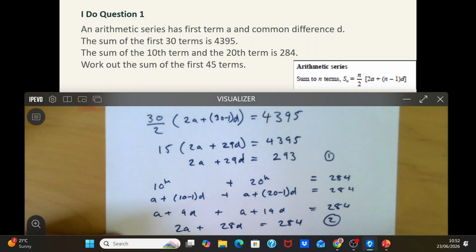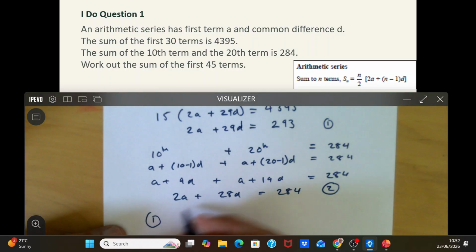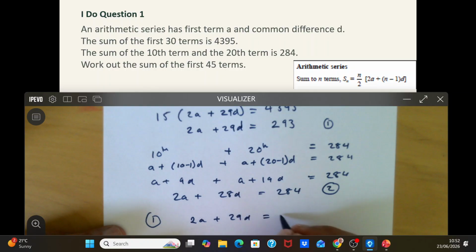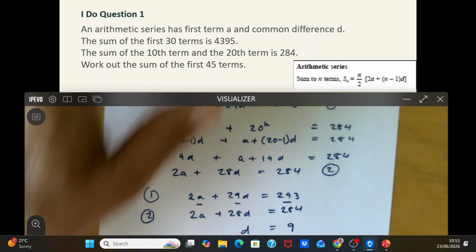So this is equation 2. So let's just write equation 1. 2A plus 29D equals 293. And equation 2 is 2A plus 28D equals 284. We're going to take 2 from 1, sorry. Write our little takes in. That gives me 0, that gives me D, that gives me 9. So I now know the common difference is 9.